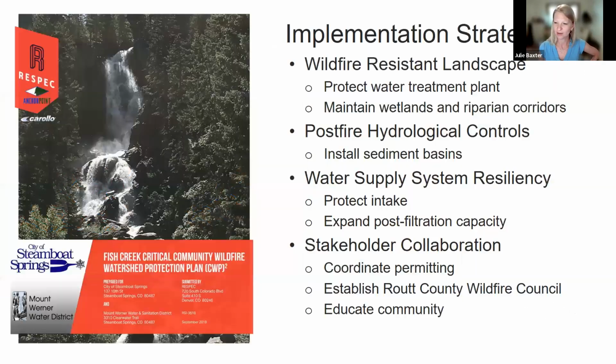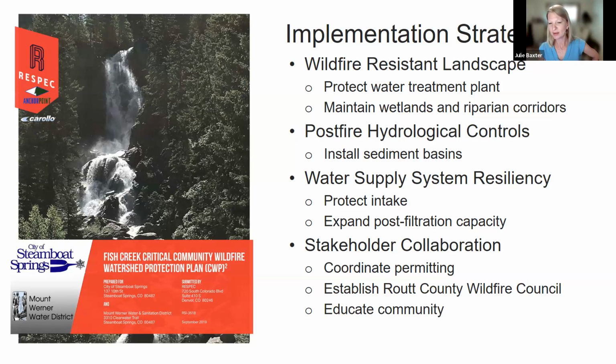It was adopted by City Council and the Mount Warner Water District Board in 2019. The implementation strategy includes these four big buckets listed here, and I gave you a couple examples of the type of projects underneath those. But overall, the strategy is about a wildfire resistant landscape. It's also about those post-fire hydrological controls that we can do in the watershed, making our water supply system and operations more resilient, as well as stakeholder collaboration and coordination.